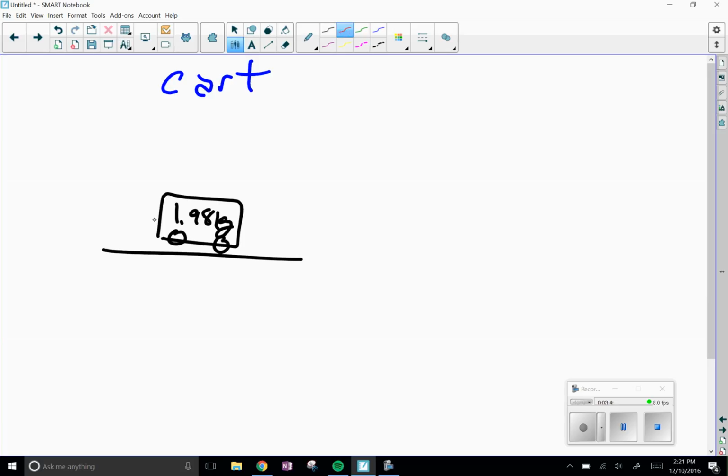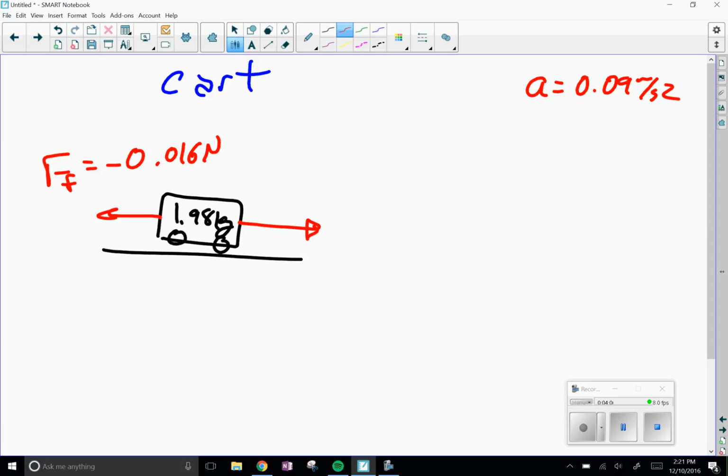We know friction is resisting its forward motion with a force of negative 0.016 newtons. We just figured that out. We know the acceleration of the cart is 0.09 meters per second squared, and we know there's something pulling it forwards. That something is tension force, but we don't know how much tension there is. But because I know the acceleration, I can find my net force. It's going to be mass times acceleration.